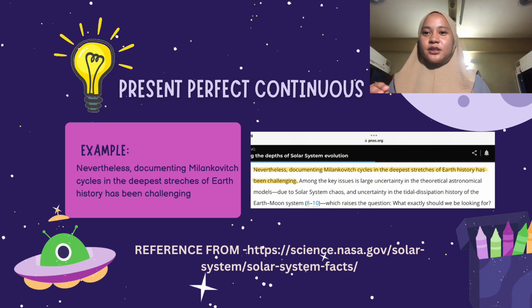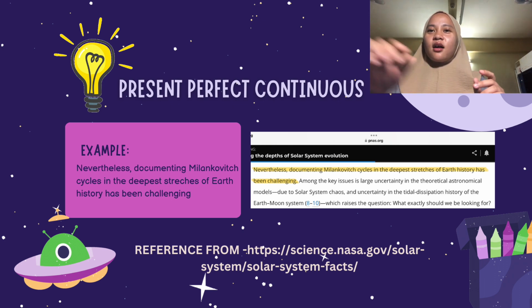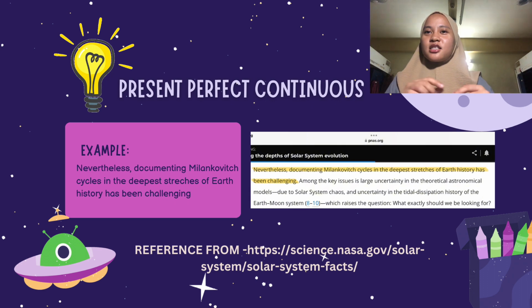For this example, the present perfect continuous is: history has been challenging. At the end of the word challenging, there's the ing, and before challenging, there's the word has. That's all for me. Thank you.